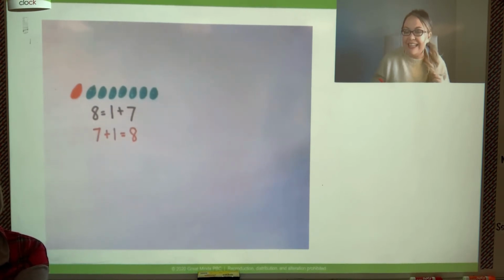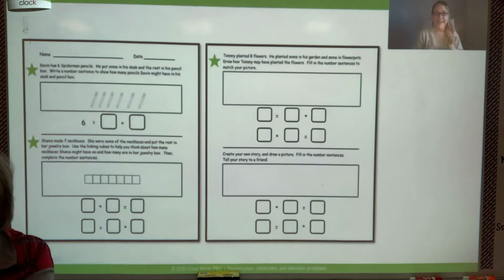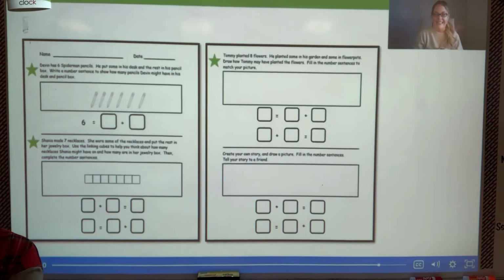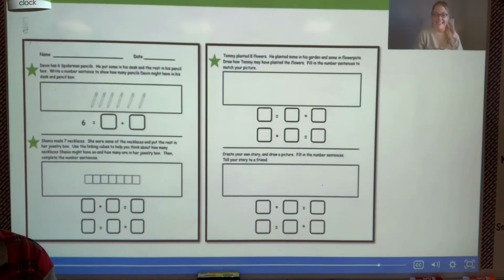Good answer. Yes, it doesn't matter which color you write first, there are still the same number of jelly beans. Great work today. You guys did do great work today.